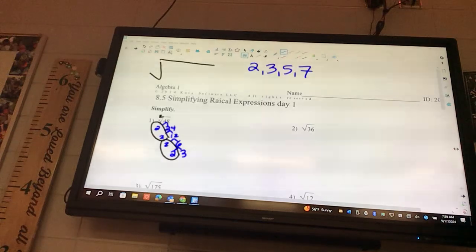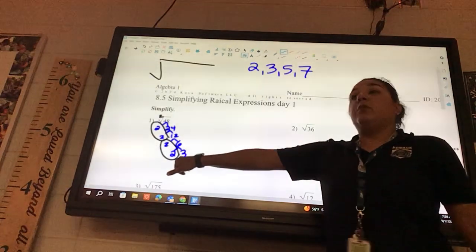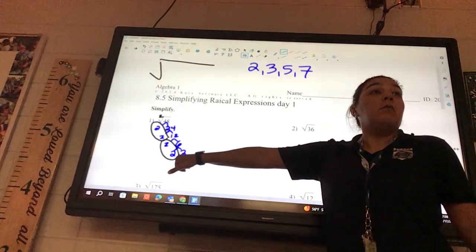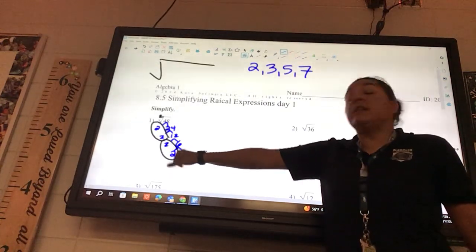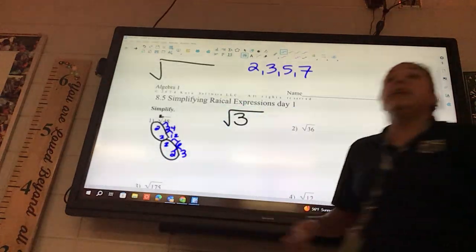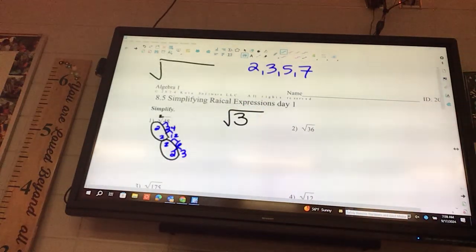Okay, so does this 3 have a little brother or sister? Or an older brother or sister? So can he go? No, he cannot go. He has to stay in the house. And so that's what we're going to do. The 3 has to go back in the house. He doesn't have someone to go with him. Okay?